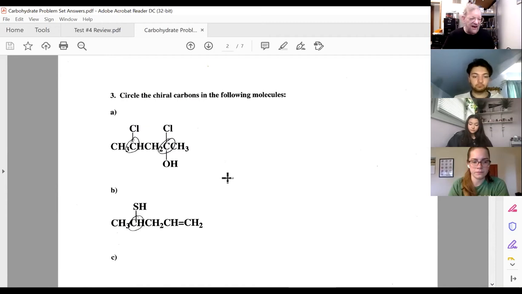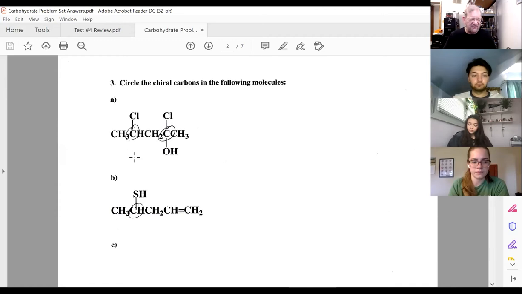So if we look at A, three hydrogens, that carbon's out, two, that's out, three, that's out. This leaves this and this. This carbon has chlorine, hydrogen, a methyl group, and this group with three carbons, the hydroxyl and chlorine. That's four different things. It's chiral. Same thing here: chlorine, hydroxyl group, methyl, and the group with three carbons and a chlorine. Four different things. That's why I circle it, chiral.